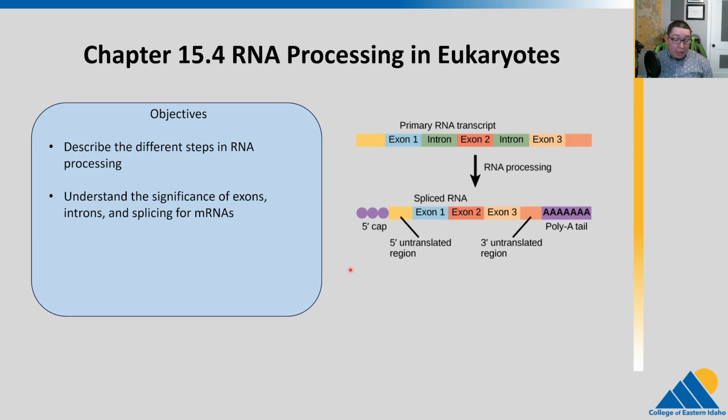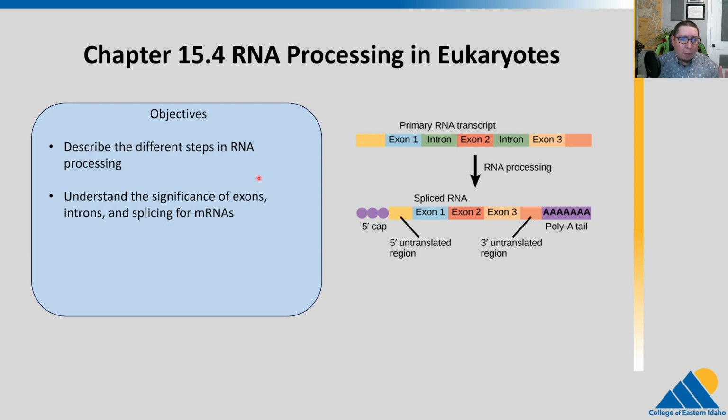Okay, so in prokaryotes, when the mRNA is made, it can be translated right away. And we'll come to that in the next section. Translation is converting the mRNA into protein. In eukaryotes, though, we have a few other things that have to happen. We call this RNA processing. So the mRNA is going to get chopped up and little bits added to it. So some things are going to happen to it.